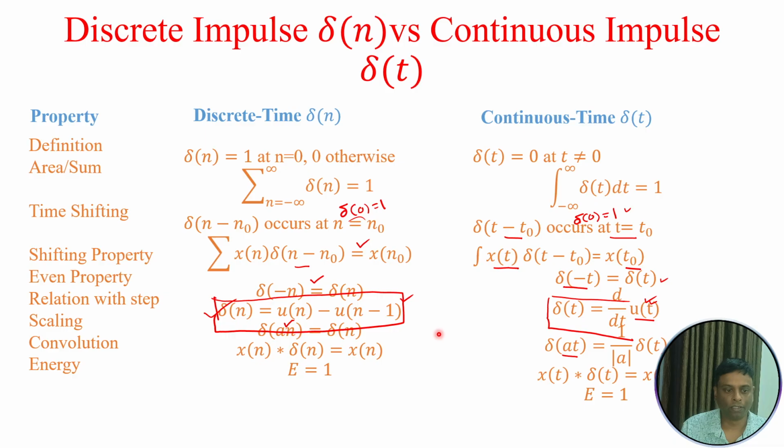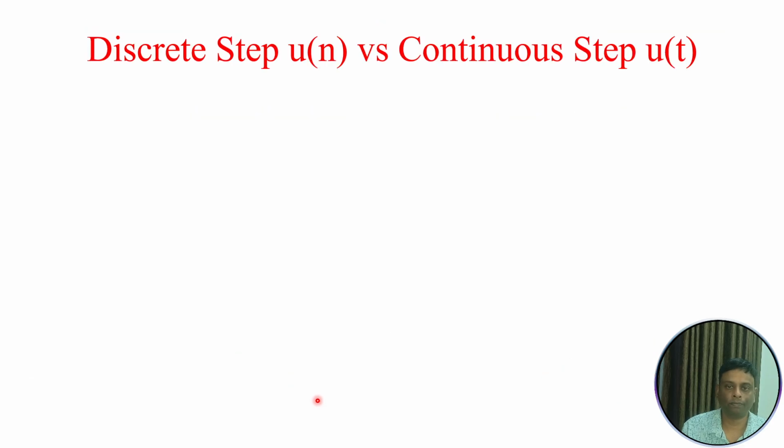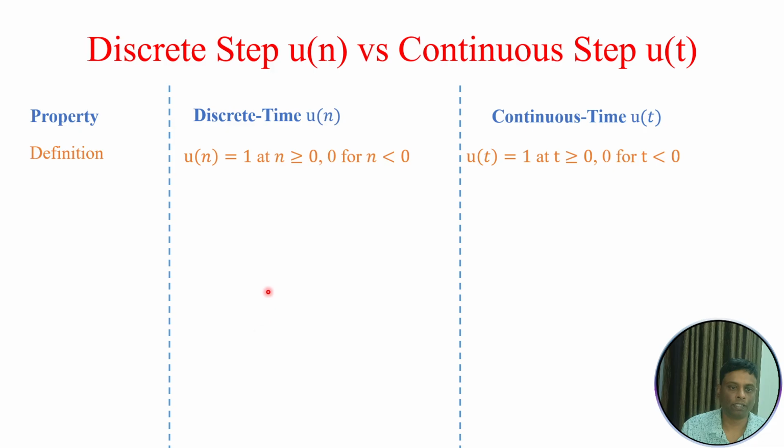In terms of energy, the energy equals 1 in both cases, continuous time and discrete time. Power is 0. So energy is finite and power equals 0, which means it is an energy signal. Next is discrete step versus continuous step. By definition, u of n equals 1 for n greater than or equal to 0, and 0 for n less than 0. Similarly, u of t equals 1 for t greater than or equal to 0, and 0 for t less than 0.